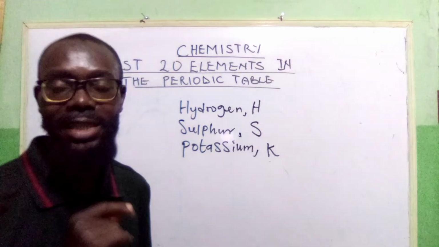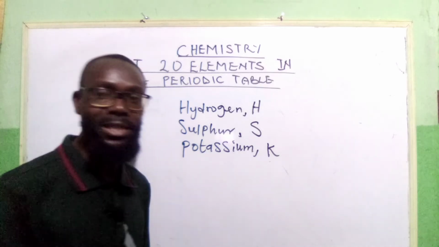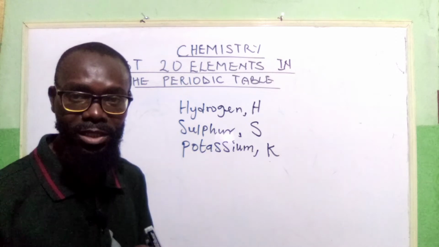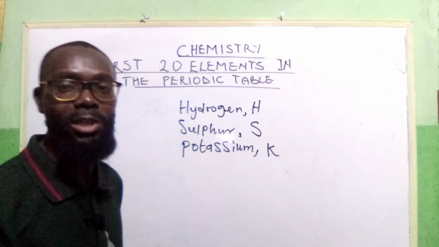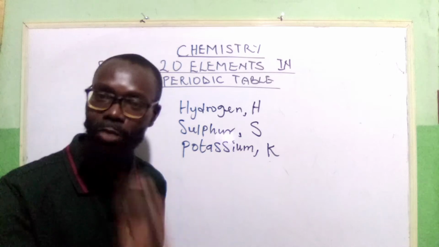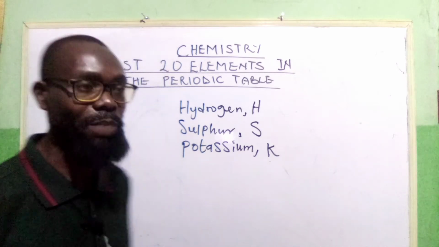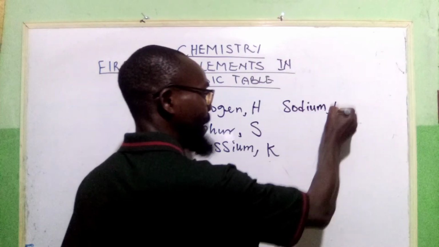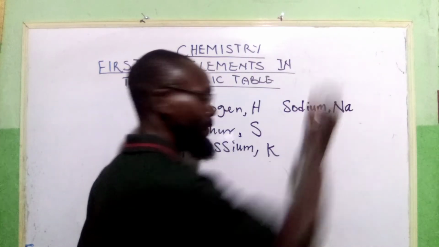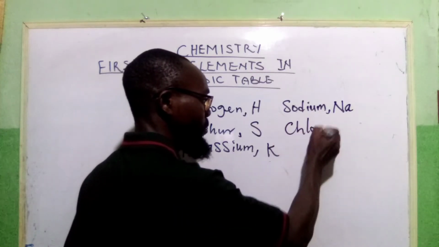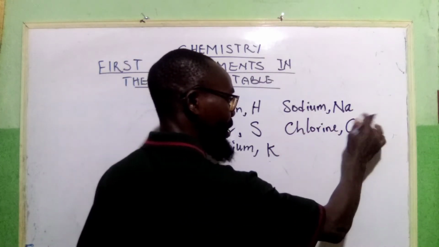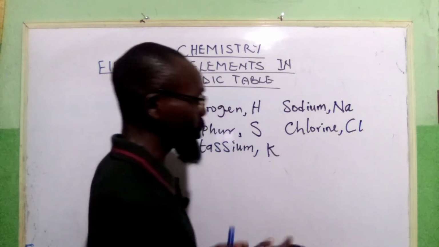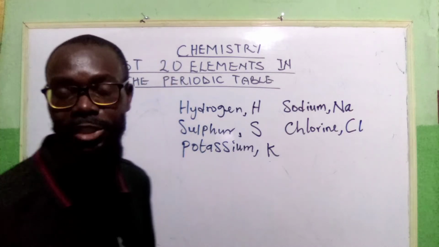The second thing we must pay attention to is that some elements have their chemical symbol with two letters. In this case, the first letter must be a capital letter, while the second letter must be a small letter. For example, sodium, capital letter N, small letter a. Chlorine, capital letter C, small letter l. And so on like that. So we must pay attention to it.